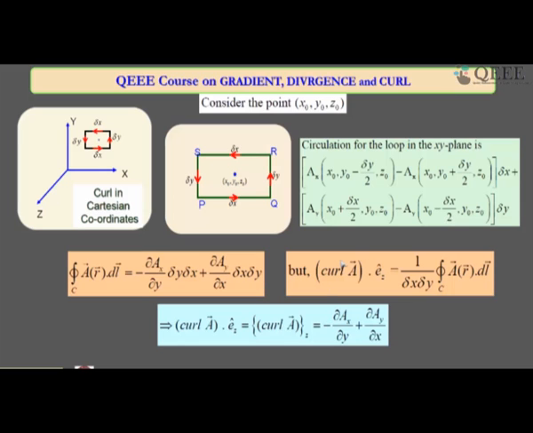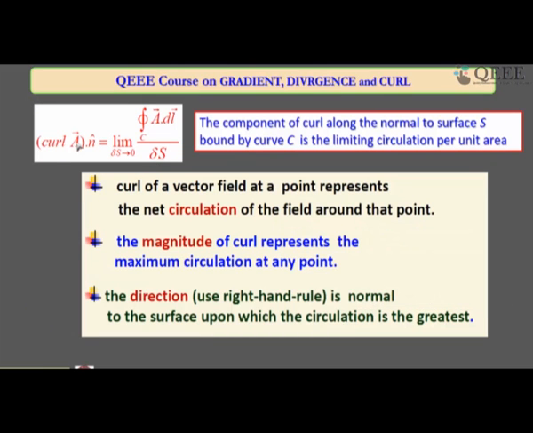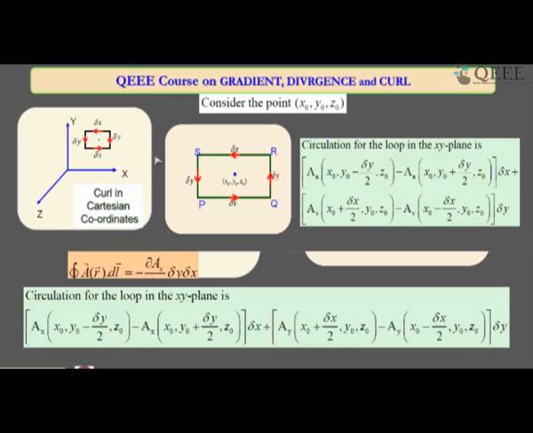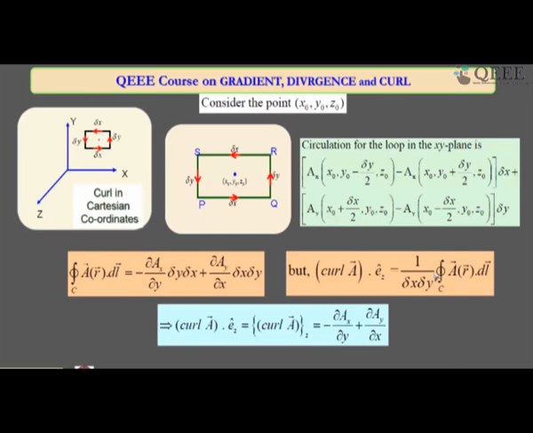Now the curl of A dot Ez is defined as 1 by dx dy of this integral. Who defined it like that? We defined it earlier. It is the limiting case where there is a delta s in the denominator and this one in the numerator. Remember, in this case delta s is delta x delta y. So in this case, the z component of curl is minus dAx by dy plus dAy by dx. That is what we get out of it.